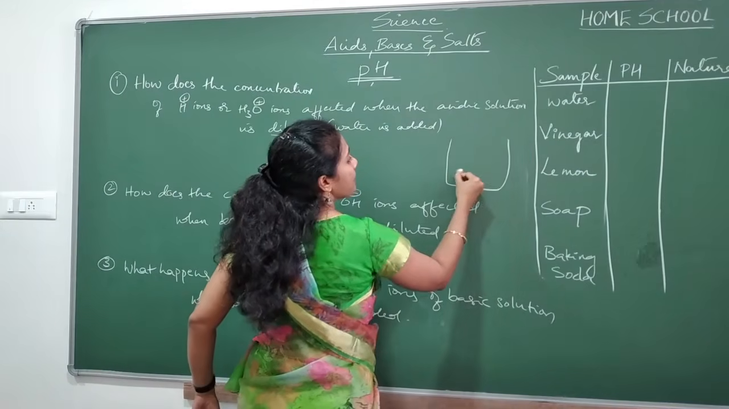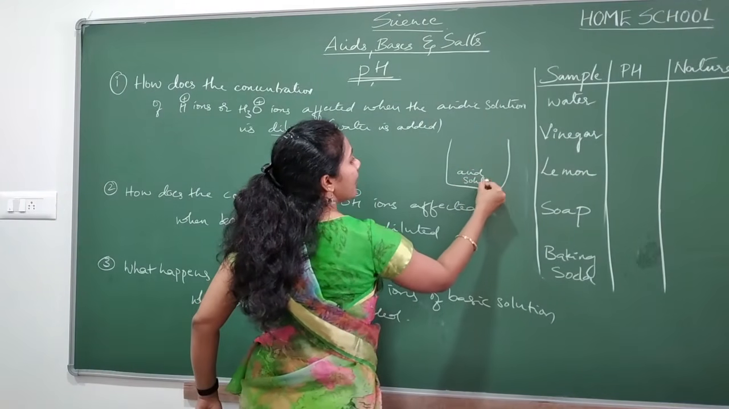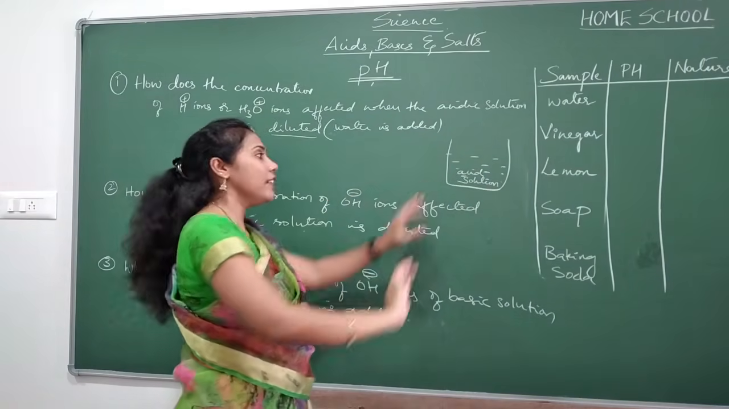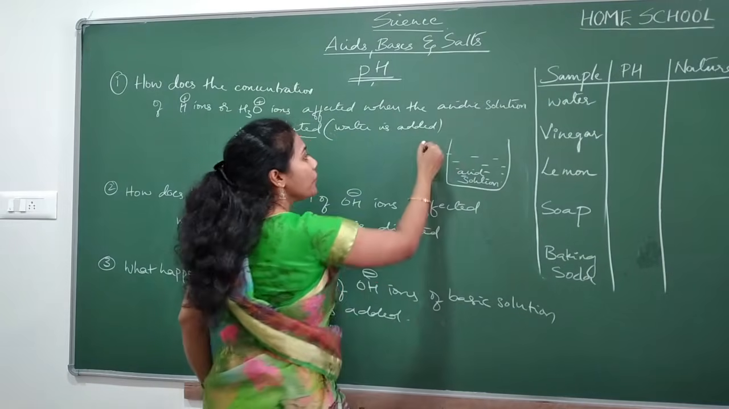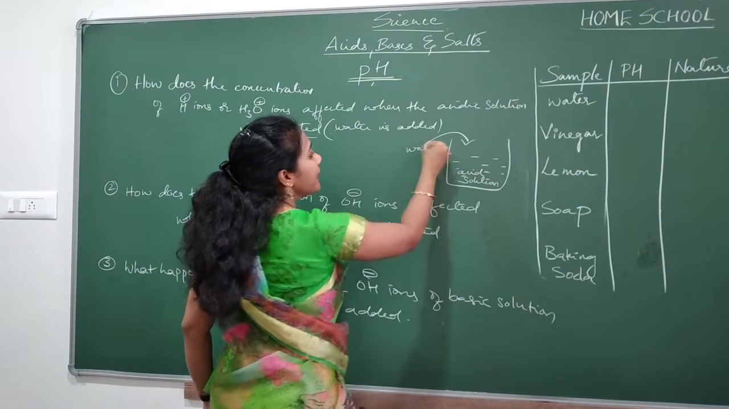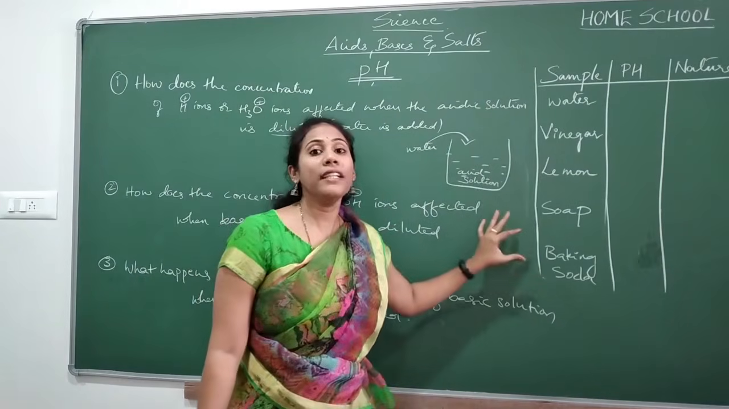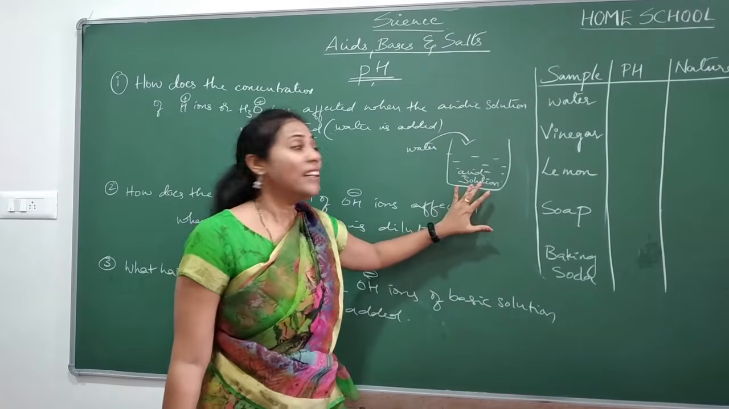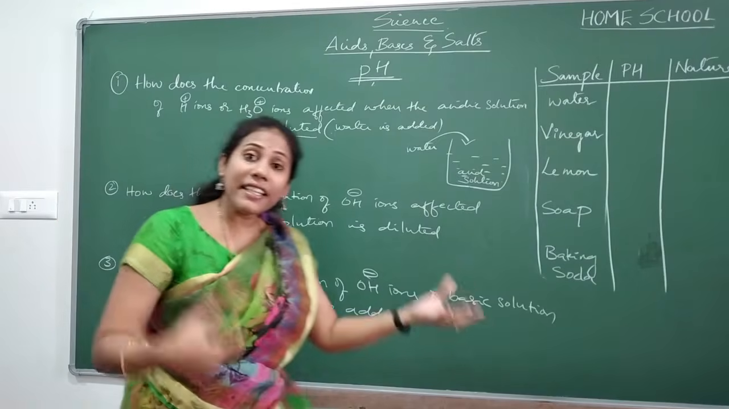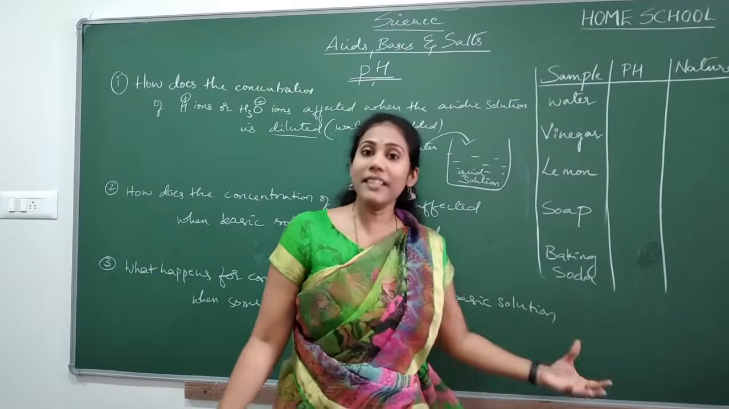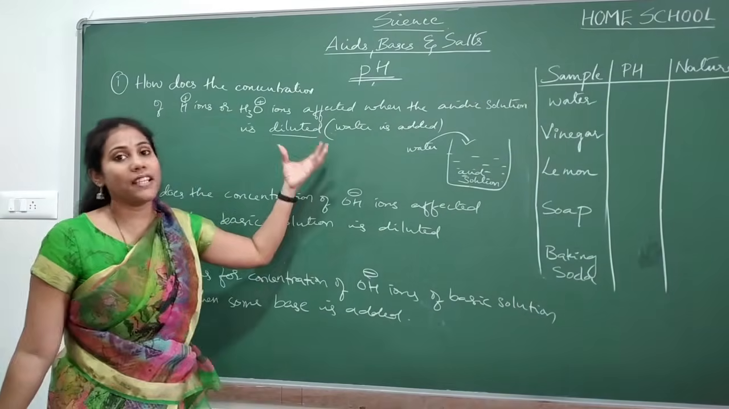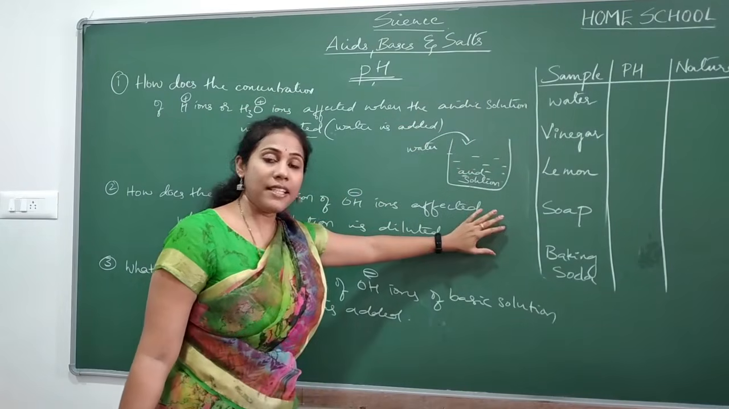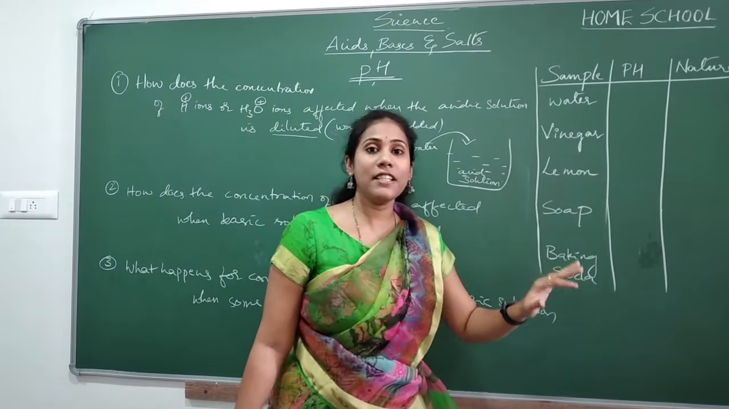See, I have a beaker. I have acid solution. Acid solution in the sense here already some H plus ions are there. And from outside, I am adding more and more water. So when I keep on adding more and more water to this acidic solution, will the H plus ions increase or decrease? That is your answer. What will happen to the H plus ions? Will the H plus ions become more in the solution or become less in the solution? Definitely becomes less in the solution, no?